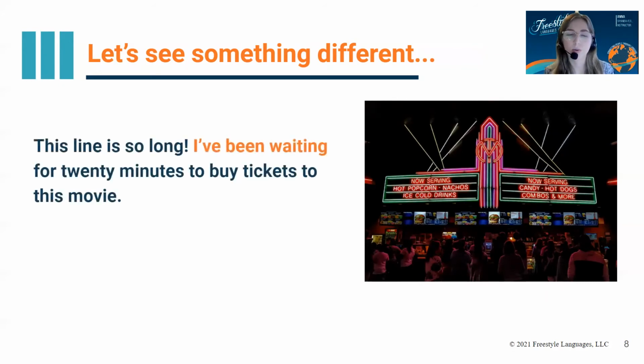This line is so long. I've been waiting for 20 minutes to buy tickets for this movie.